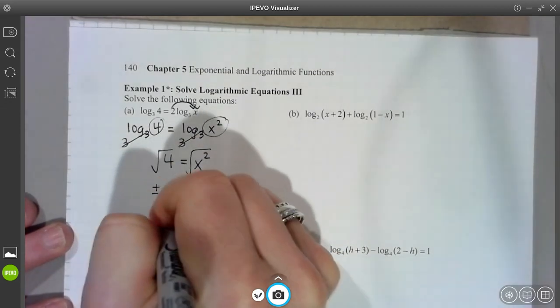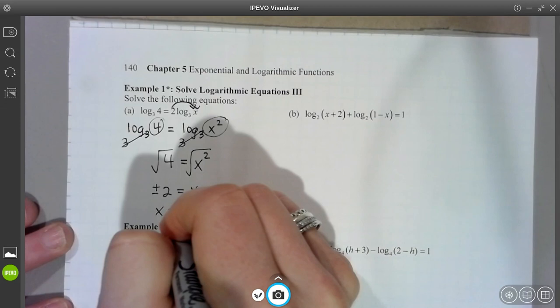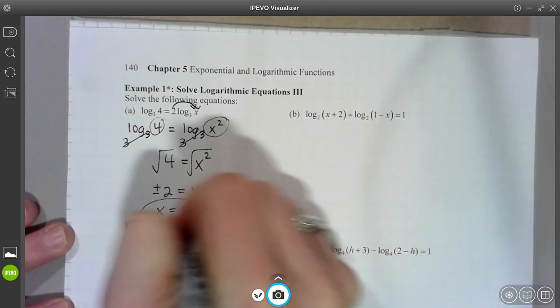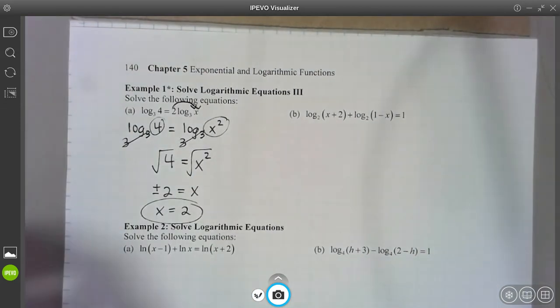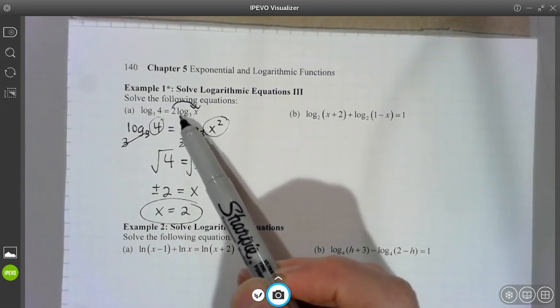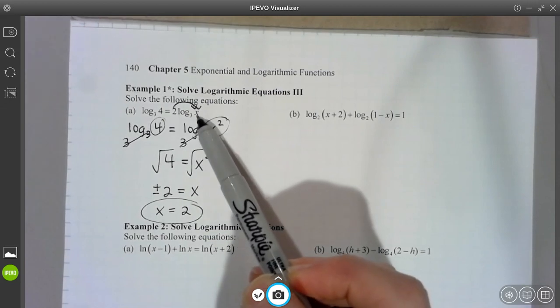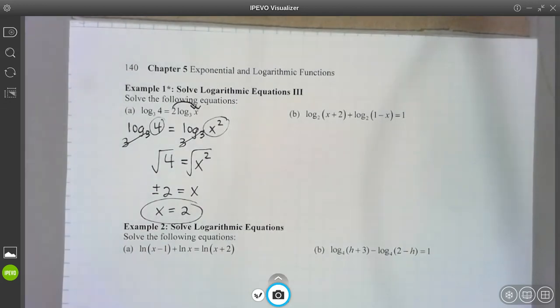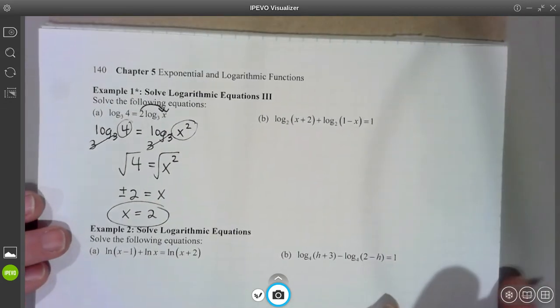So in this case, you would not be allowed to include the negative 2. Only the positive 2 stays as a solution, because when you plug it into the original equation, you'd be taking log base 3 of negative 2, and that is not allowed. Okay, so we just keep the positive 2. Negative 2 is extraneous. So again, pretty simple, right? If a log equals a log, drop the logs and set what you're taking the log of equal to one another. All right, let's go over to this one.